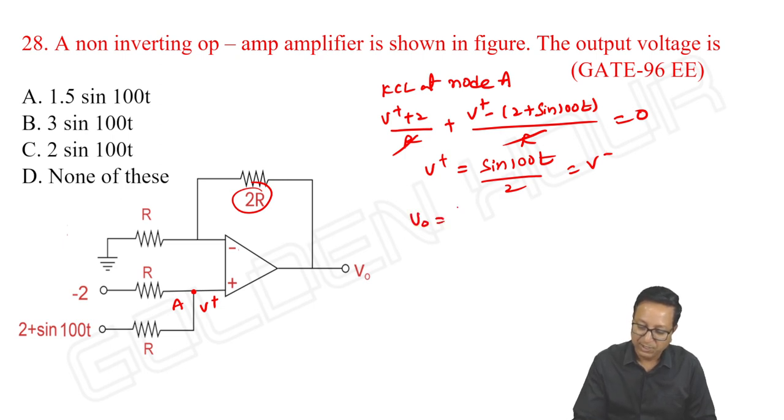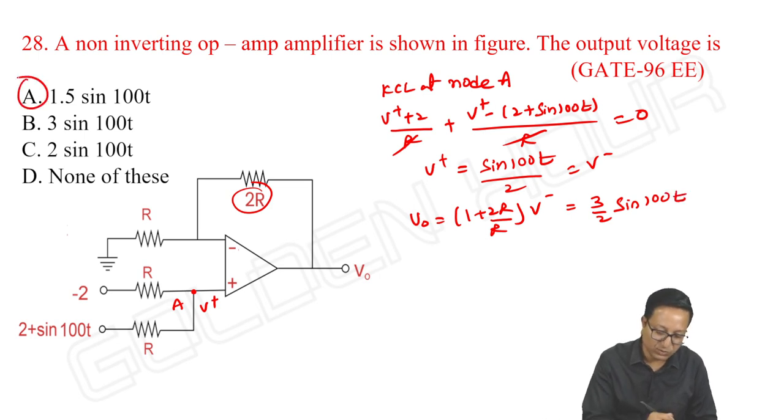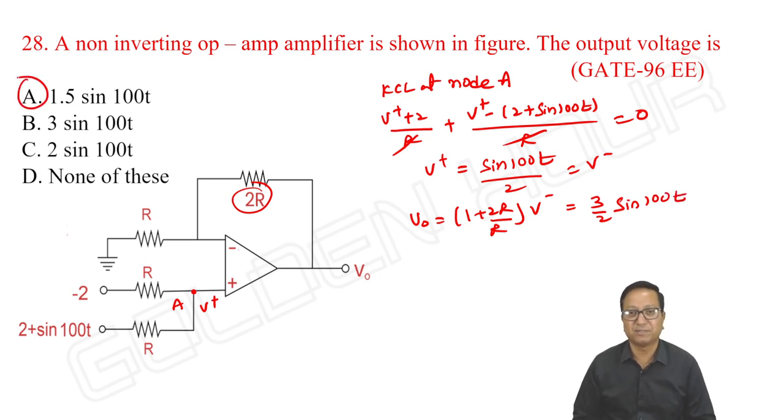So what is V output? It is (1 + 2R/R) × V−, which is 3/2 sin 100t. 3/2 means 1.5. So option A is correct. Very, very simple.